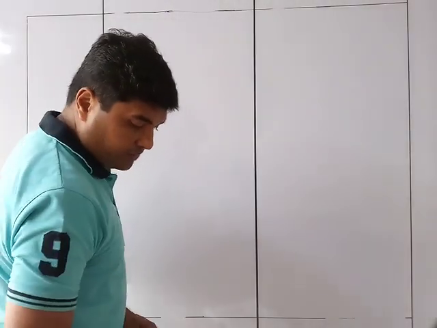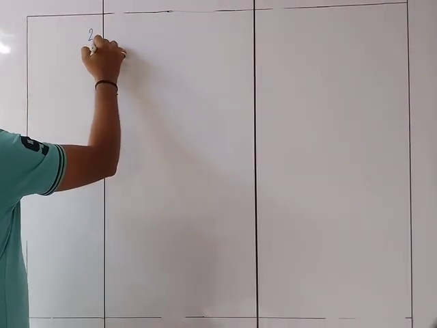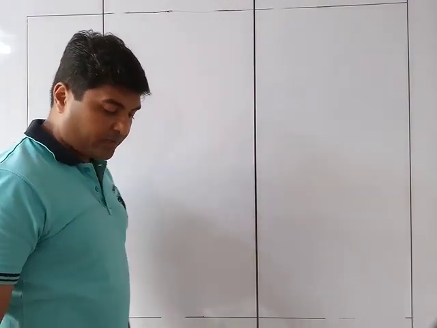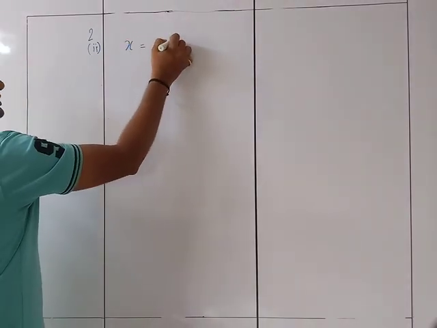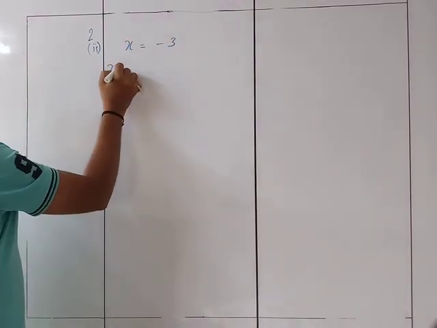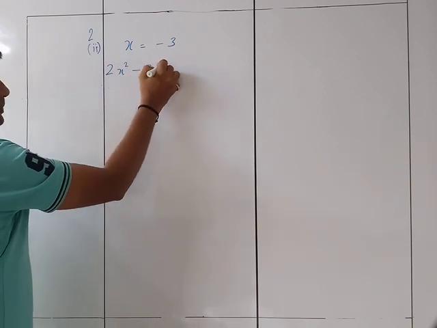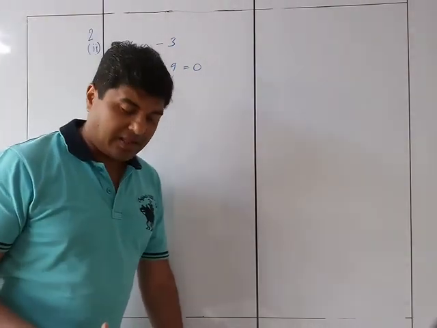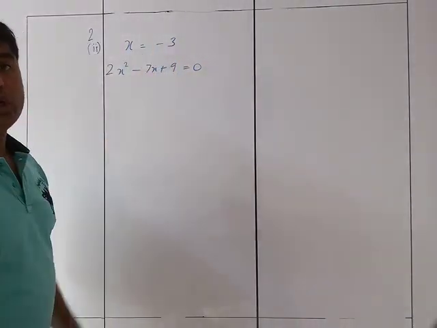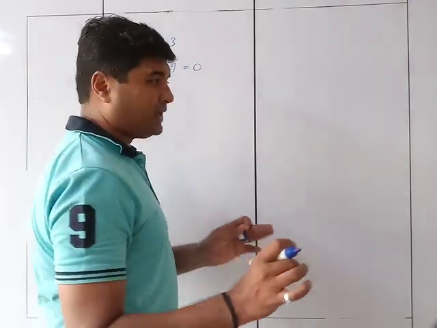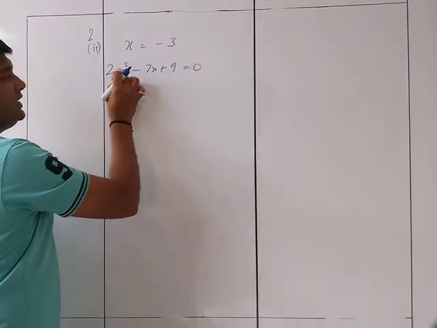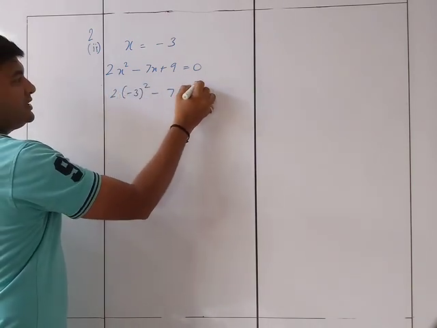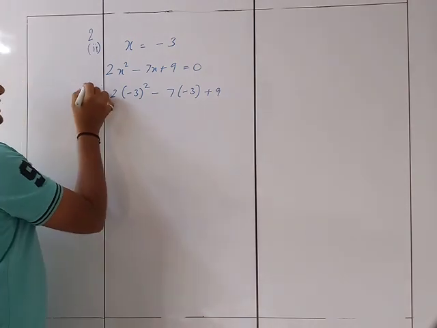The question is, let's take the second one. Is x equal to minus 3 a solution of the equation? So I have given you that x is equal to minus 3 and you need to find out whether 2x square minus 7x plus 9 is equal to 0, whether this value of minus 3 is applicable or not. That means is x equal to minus 3 a solution to this particular equation or not? So it's a simple thing. You are just going to place this minus 3 in the place of x. So it is 2 into minus 3 the whole square minus 7 into minus 3 plus 9 over here. So this is the LHS.